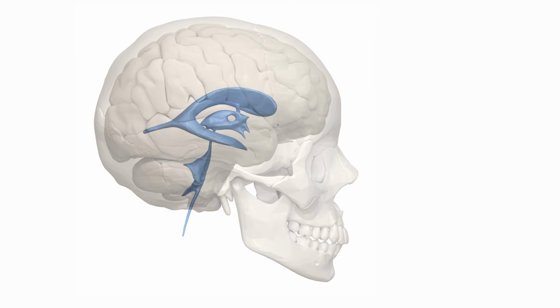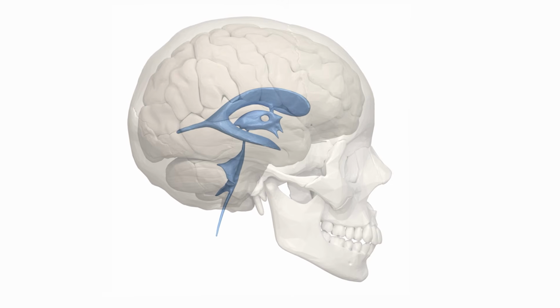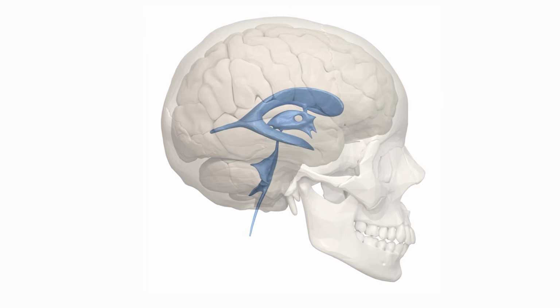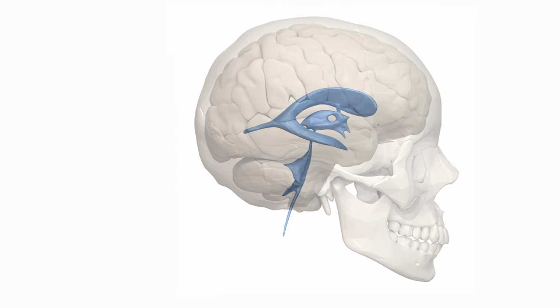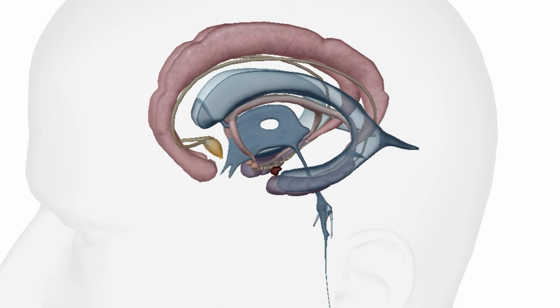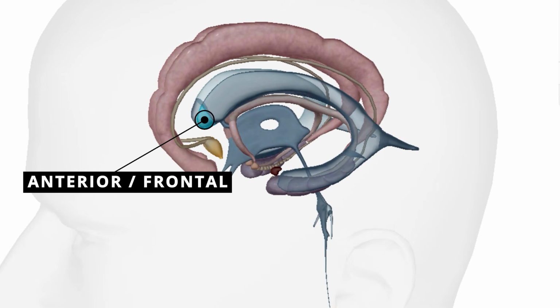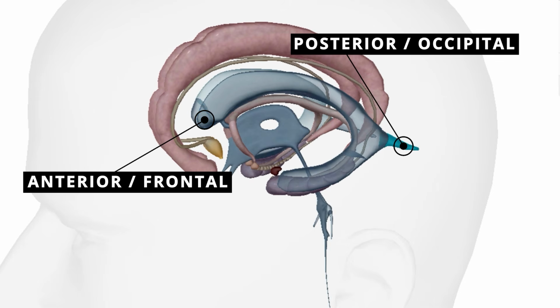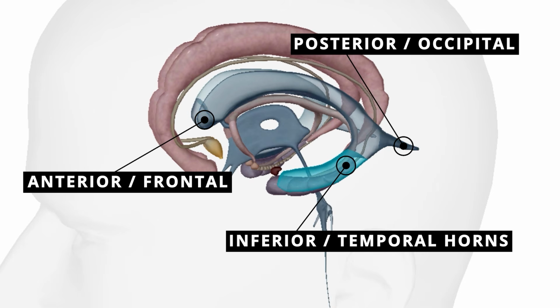These are the largest of the ventricles and are found within each hemisphere of the cerebral cortex, having a curved, horseshoe-like shape. Each lateral ventricle consists of a central body and three protruding horns: the anterior or frontal, posterior or occipital, and inferior or temporal horns.